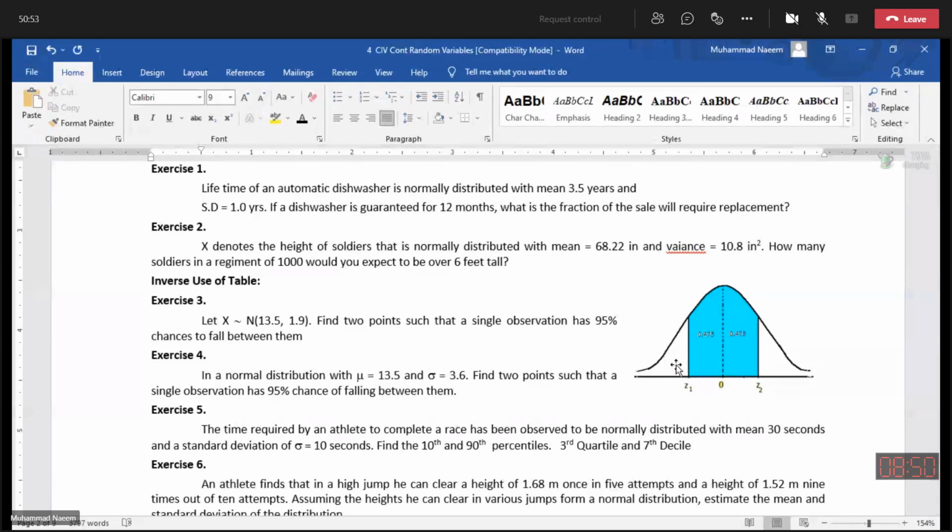So first of all, we will convert this point in terms of z and find the corresponding area. This area will be from center to this point, but we need this one. So subtract this tabulated area from 0.5, from this total half. As you subtract this tabulated area from 0.5, you will get your required probability. Similarly, try to solve this problem.